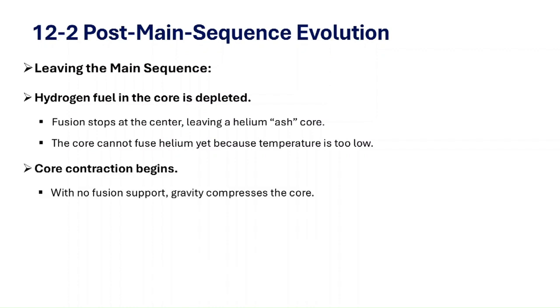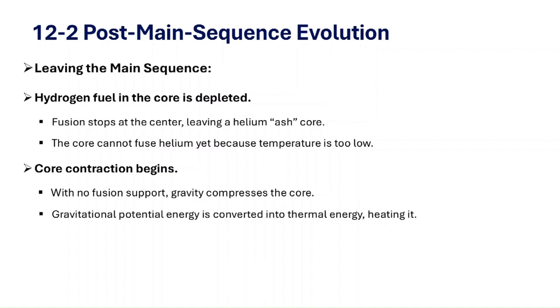Now, with no fusion pressure to support it, the helium core starts to contract under its own gravity. And as it compresses, the gravitational potential energy is converted into thermal energy, so the core heats up. Now, this is a critical point. The star has not yet started helium fusion, but its core is getting hotter and hotter as it shrinks. So, you can think of it like squeezing a spring. The more you compress it, the hotter it gets. Now, this core contraction is what ultimately drives changes in the layers above it.